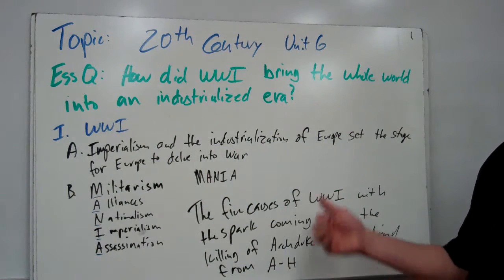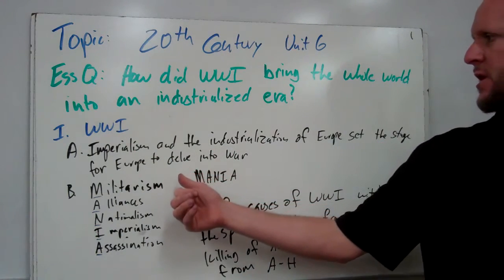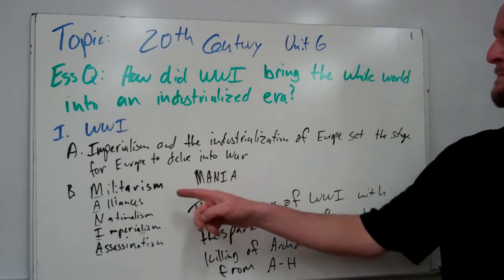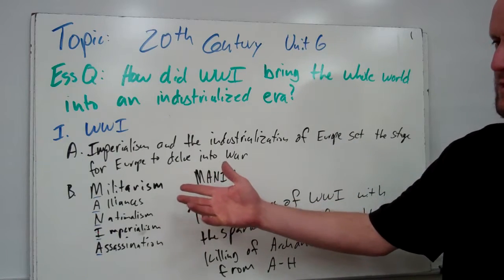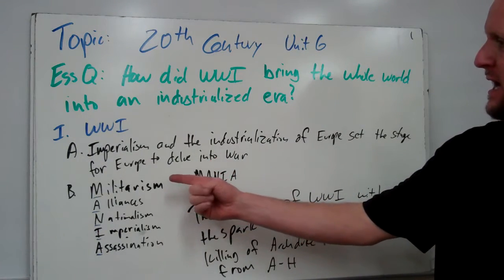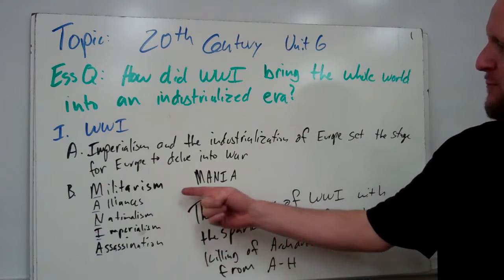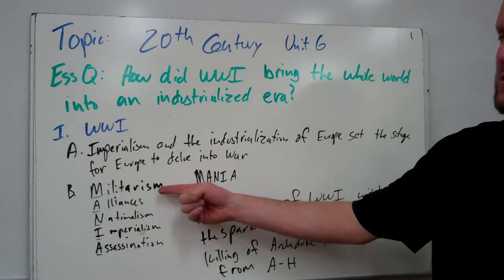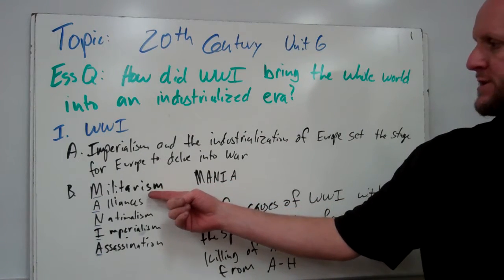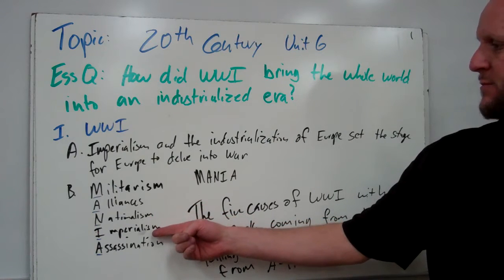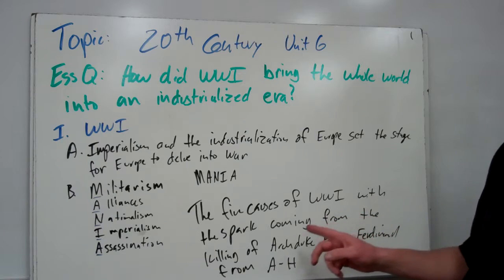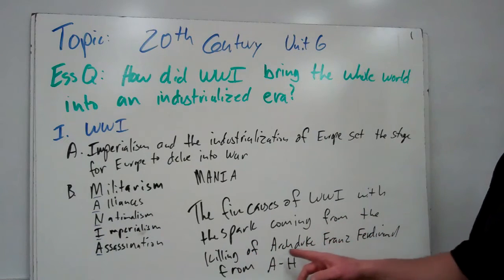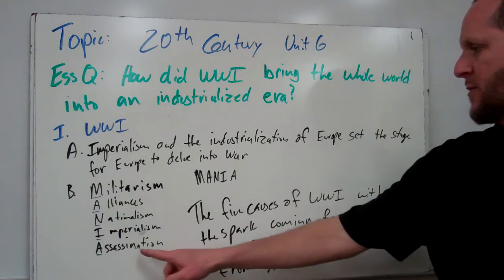Imperialism and the industrialization of Europe set the stage for Europe to delve into a war. One of your classmates came up with this, which isn't something new, but found it on the internet. Nevertheless, this is an acronym, MANIA. Some of the reasons that led up to World War I: militarism, alliances, nationalism, imperialism, and then assassination. The 5 causes of World War I, with the spark coming from the killing of Archduke Franz Ferdinand from Austria-Hungary.